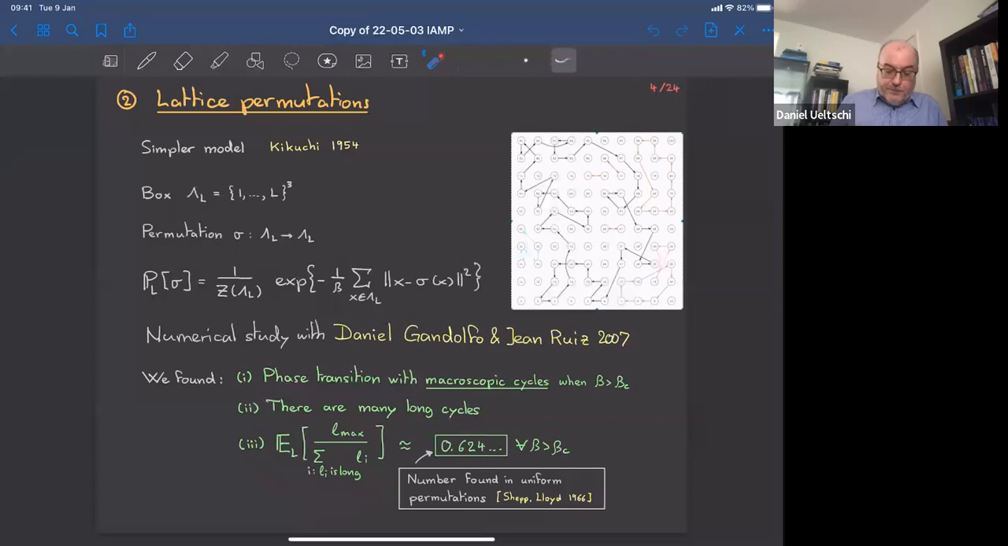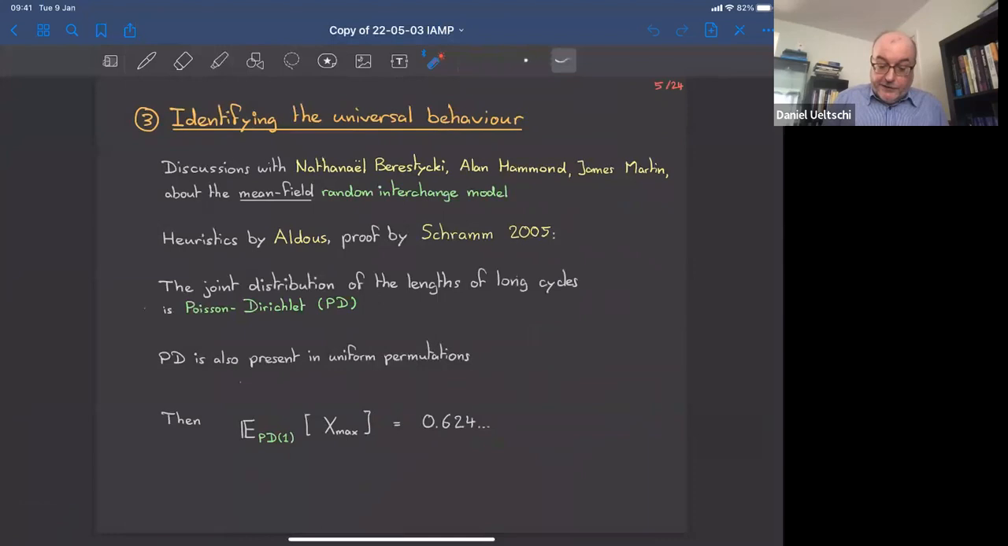So what's happening? For this, there were very useful discussions with Nathanael Berestycki, Alan Hammond, and James Martin, talented probabilists. It turns out that the heuristics can be understood in another model of loops called the random interchange model. We are going to see it as a representation for quantum spins. For now, it's enough to understand that you can take a product of random transpositions, build a permutation out of that, and look at the cycles. On the complete graph, things were understood rigorously by Schramm, building on a conjecture and a full heuristics by Aldous. What Schramm managed to prove is that the joint distribution of cycles is given by Poisson-Dirichlet.